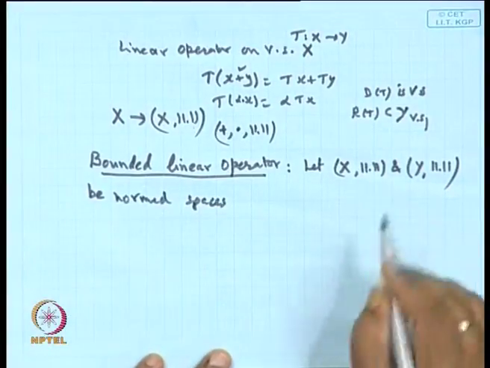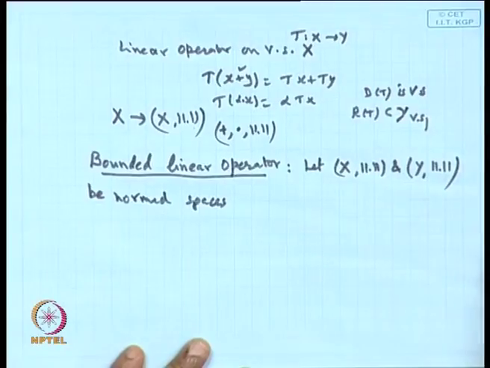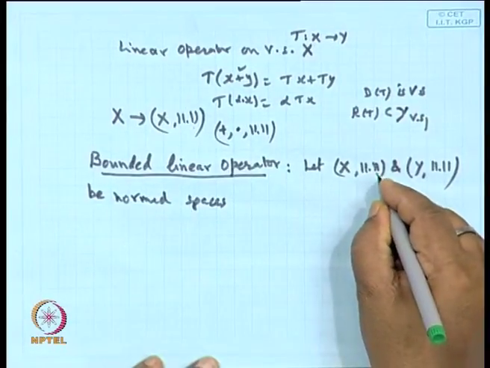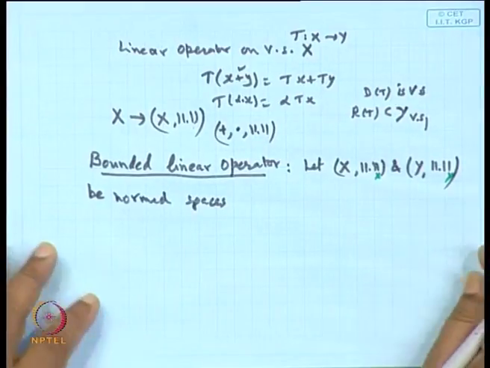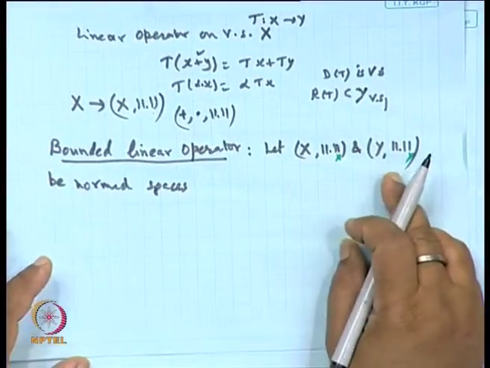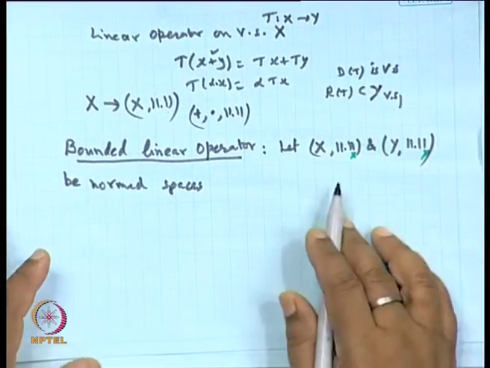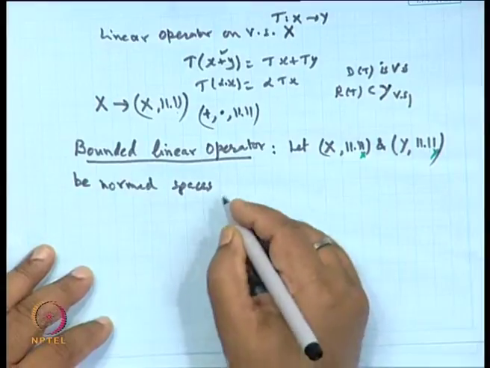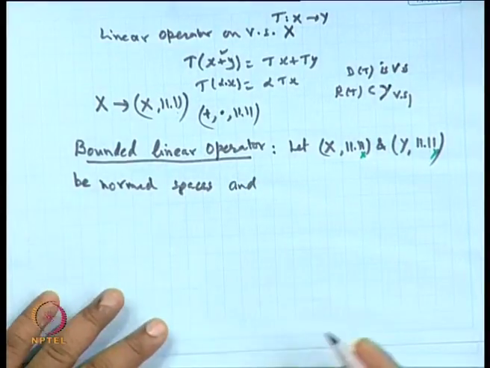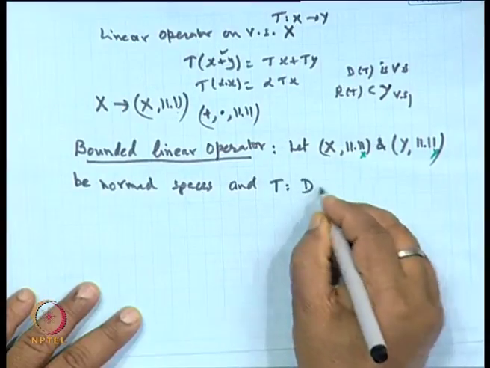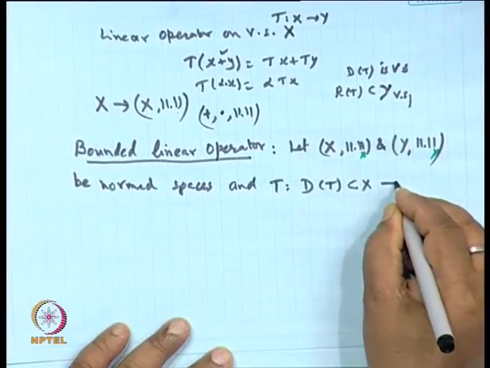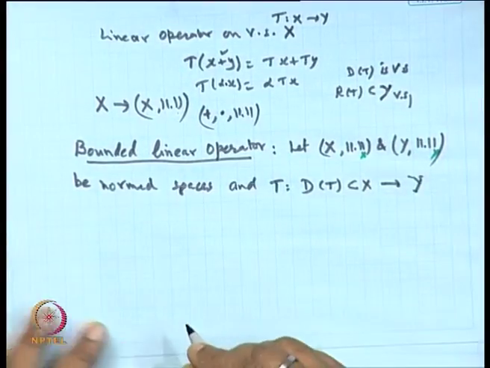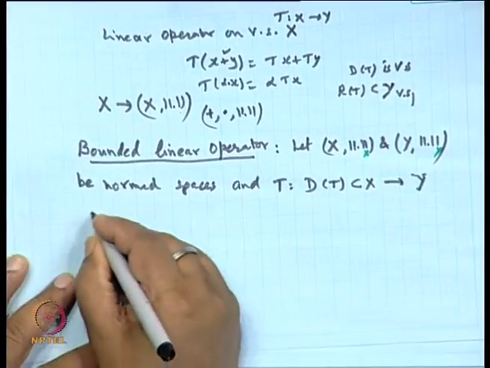Here I am taking the same notation for the norm, and one can use another notation, norm X and norm Y. Normally we do not write it because it is understood that whenever elements of Y are there, the corresponding norm of Y is used. So let X and Y be normed spaces and T a mapping from the domain of T, which is of course a subset of X, to Y, a linear operator.